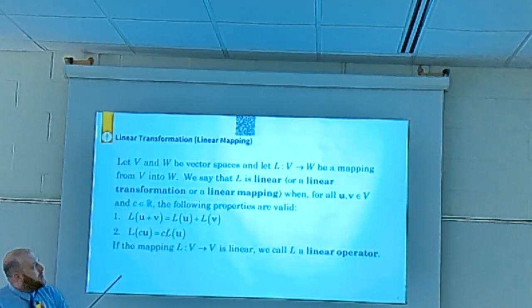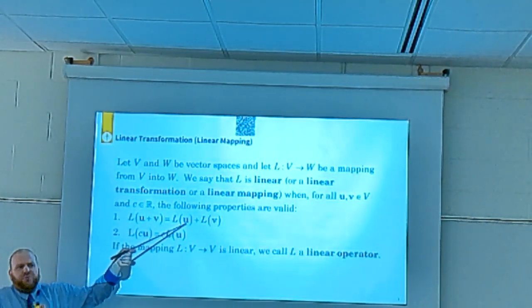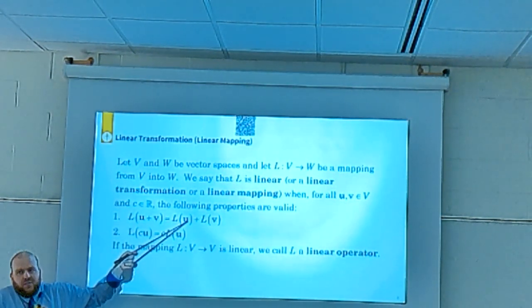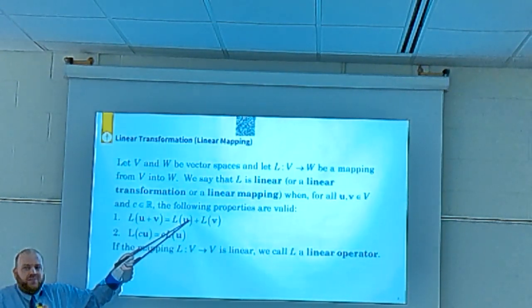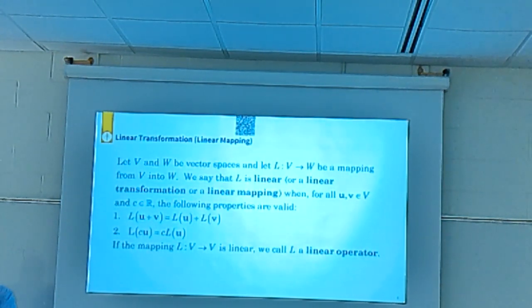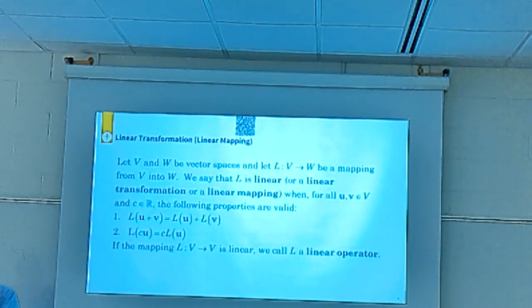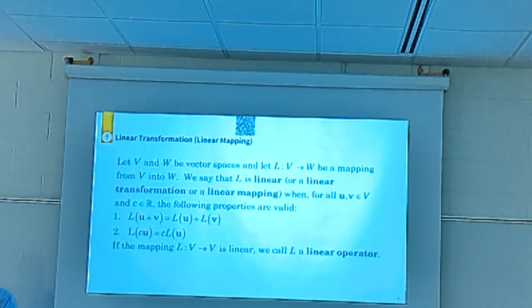I'll just look here, right? What you're plugging into the transformation is called your pre-image. What it transforms to is called your image. Right, so L of U would be the image of U. U is your pre-image of the transformation. So that might be some new terminology for you. Image versus pre-image.